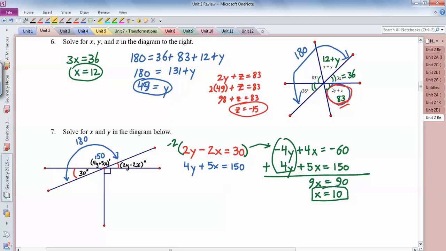So that part's done. And then to get y, we can just plug it into either equation. So let's take the first one here, because that's a little bit easier. 2y minus 2x, which is 2 times 10, equals 30. So this ends up being 20 here. So if I add the 20 over, 2y ends up being 50. So y is 25.